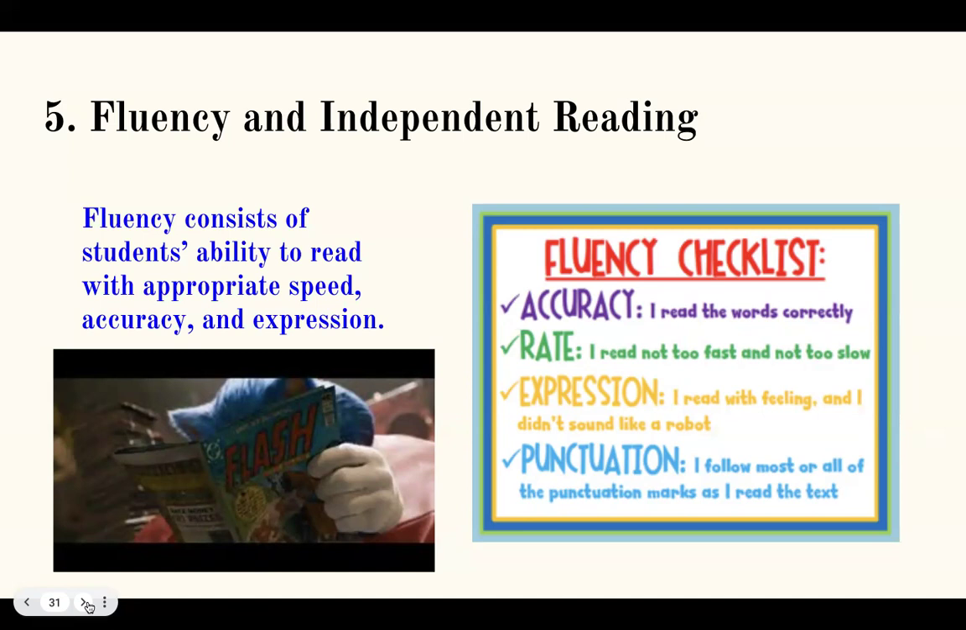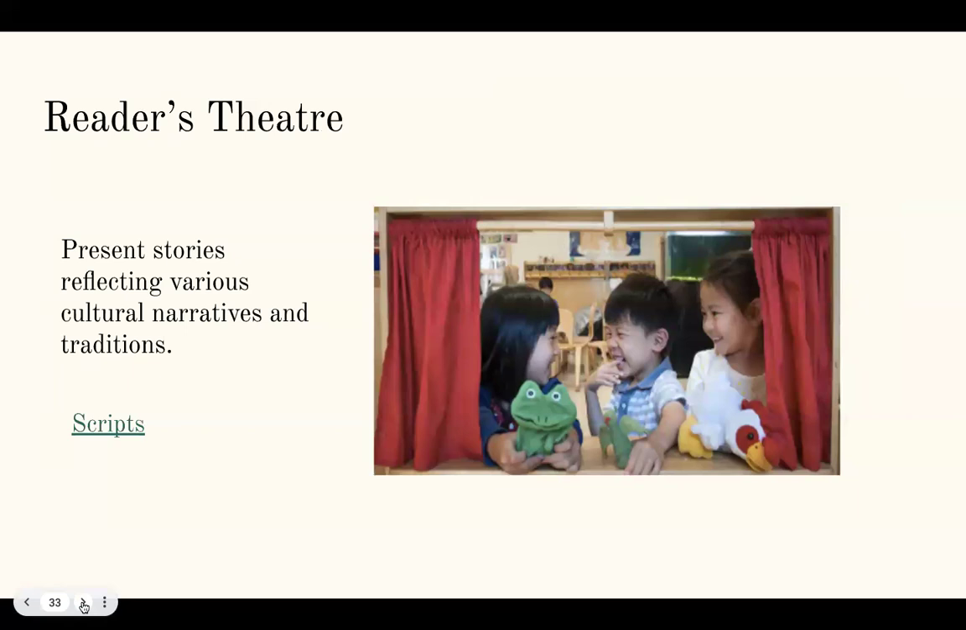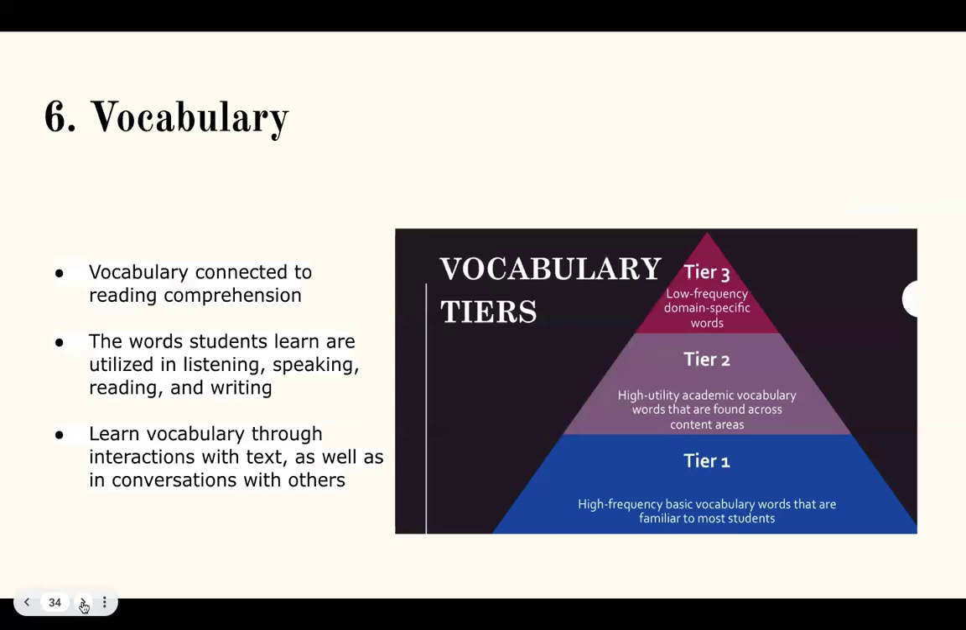And so when we think about that, fluency practice again doesn't have to just be rereading through worksheets, but it can involve multiple readings through digital sources, poetry, song lyrics, or even the development of readers' theater, where students get a script and have to rehearse and prepare for a performance, also to build motivation and engagement. A sixth element is vocabulary.